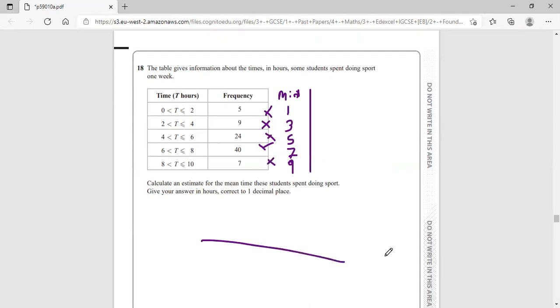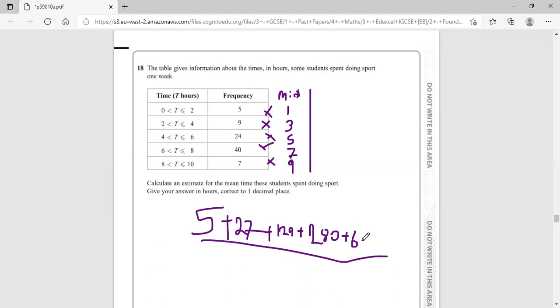So we've got 5 times 1. That's just 5. Okay. 3 times 9. Well, 3 times 9 would be 27. We've got 24 times 5, or just use your calculator for that. 24 times 5 will give you 120. Sorry for the bad division bar. Okay, and then we've got 40 times 7 is 280. Okay, and then finally 9 times 7 will give you 63.